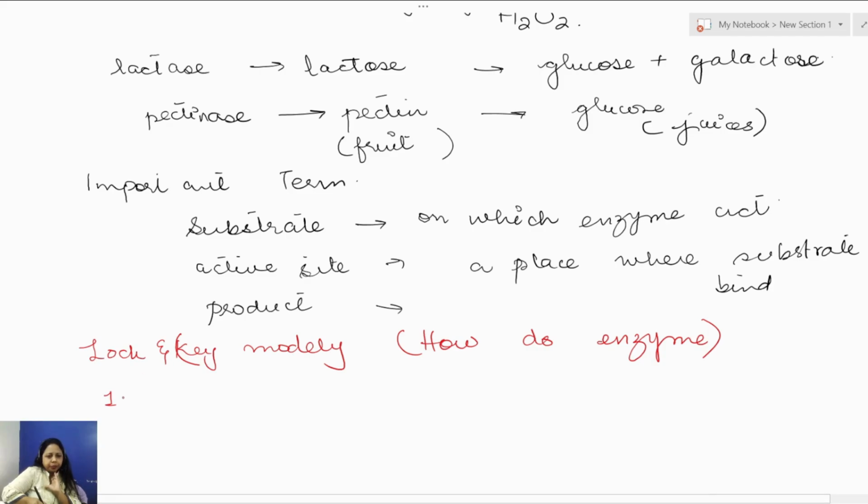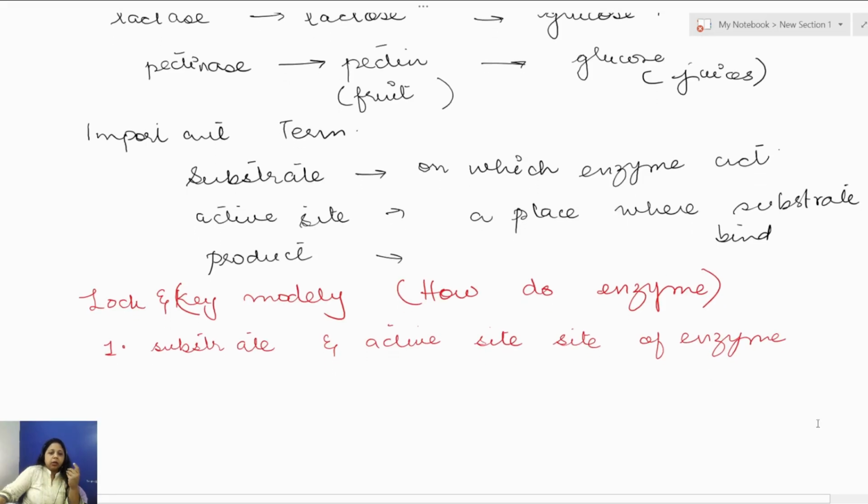Number one, the first point should be about the substrate and active site of an enzyme. Okay, so we say that the substrate arranges itself closer to the active site. Okay, then we also have to mention that the substrate has a complementary shape to the active site.